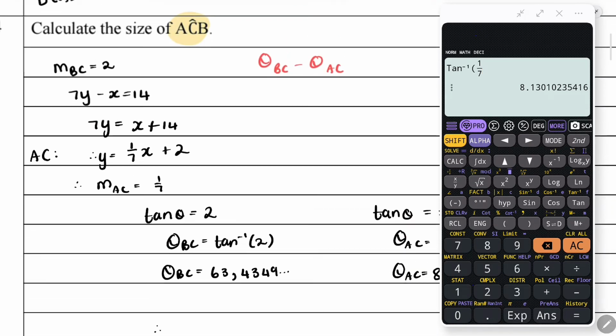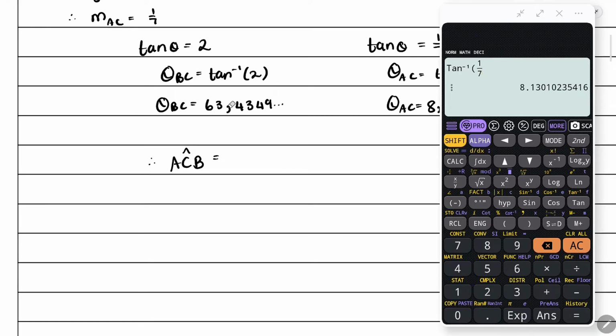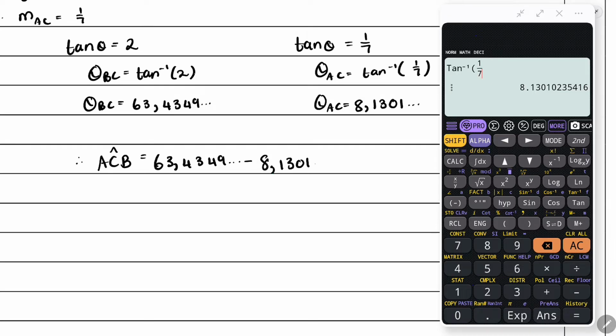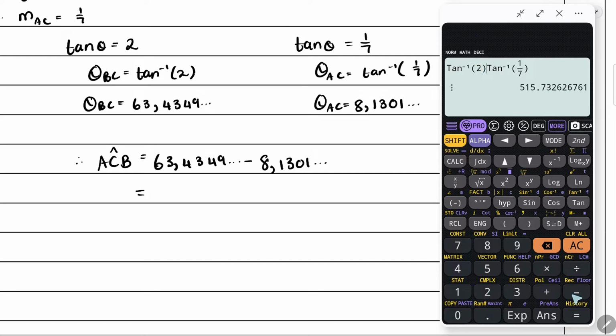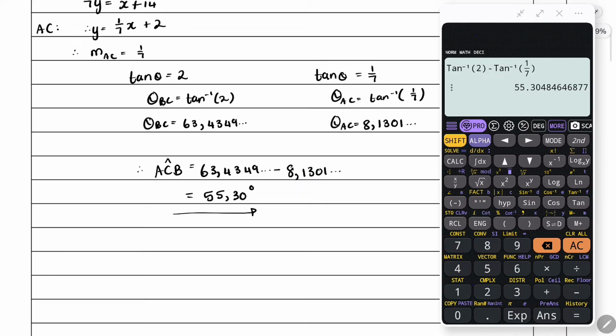Okay, and now finally, let's find those angles. So the angle they're referring to, ACB, to find this, we simply say the angle of inclination of BC, 63.4349, it keeps going, minus 8.1301, and let's find that. So on your calculator, you can simply just go to that end and say shift tan and get that angle of inclination. So put 2 there and just say minus that. Okay, and our answer is finally 55 point, and you see that's going to round down. So it's going to be 0.30 degrees, and that is the size of ACB.